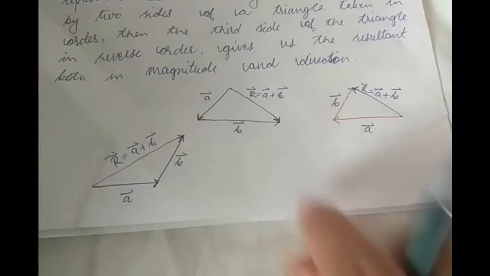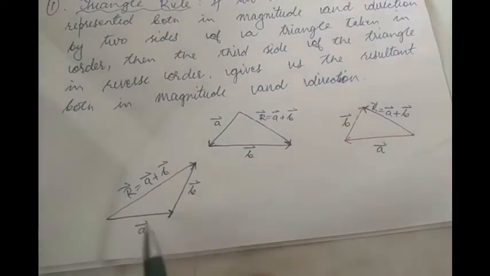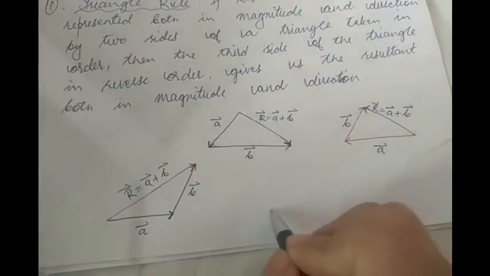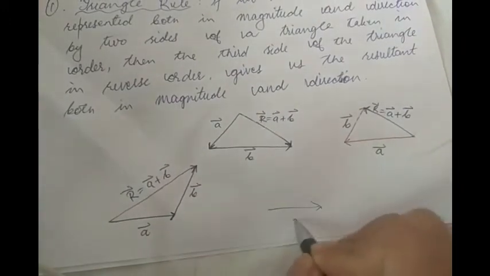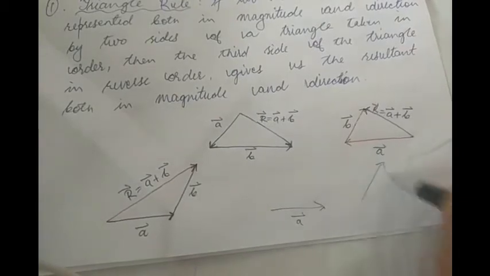Let me explain the statement to you. What it says is, say for example I have a vector which is directed along this direction, some vector A, and this is some vector B.